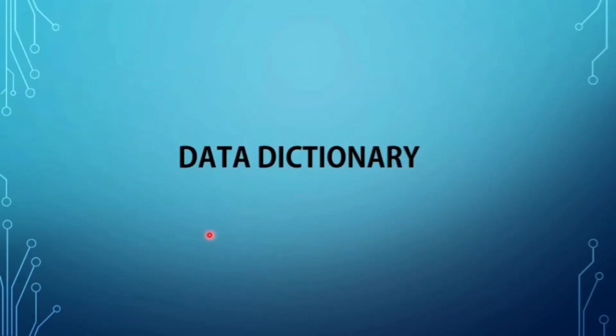The data dictionary is very important as it contains information such as what is in the database, who is allowed to access it, and where the database is physically stored. The users of the database normally don't interact with the data dictionary. It is only handled by the database administrator.